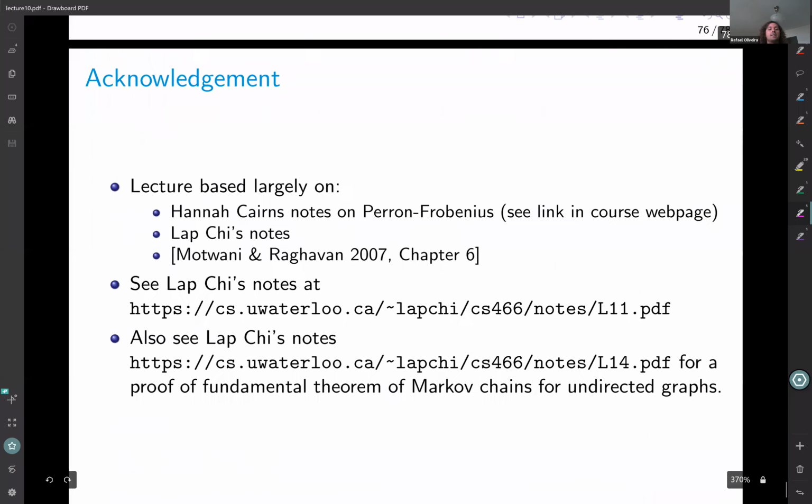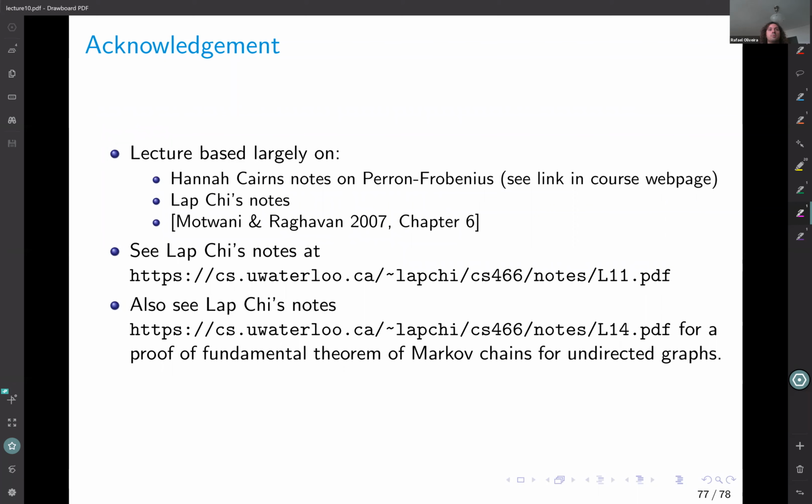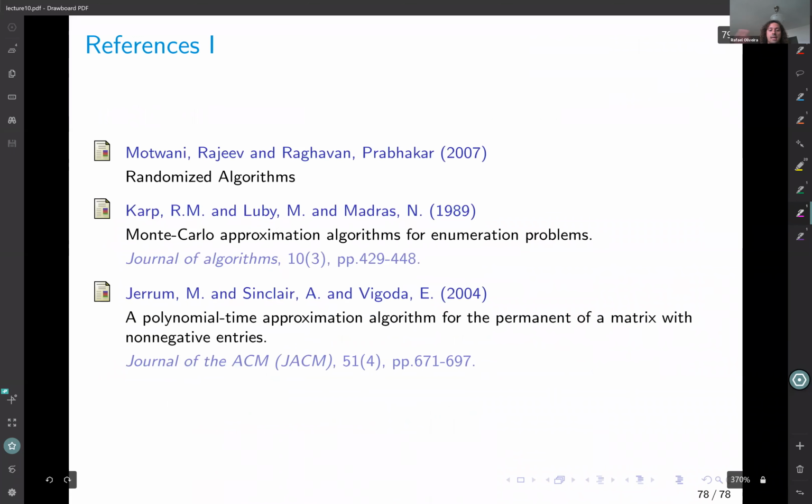Today's lecture, the first part, was mainly based on Hannah Karn's notes on Perron-Frobenius. You can see the link in the course webpage, in the lectures page, in the references at the bottom. You can also see Lapchi's notes, and the book by Motwani and Raghavan, chapter 6. There are the same references if you're looking for final projects.